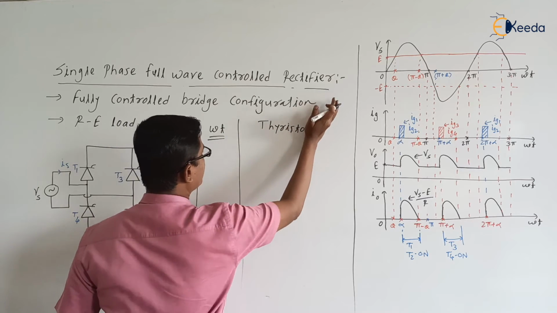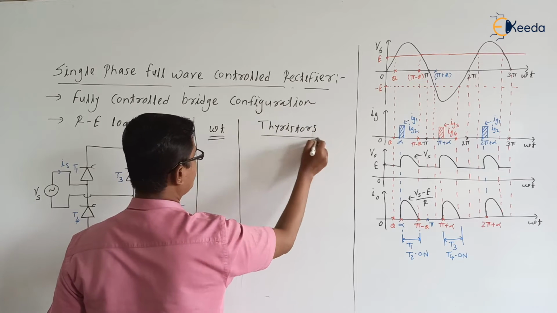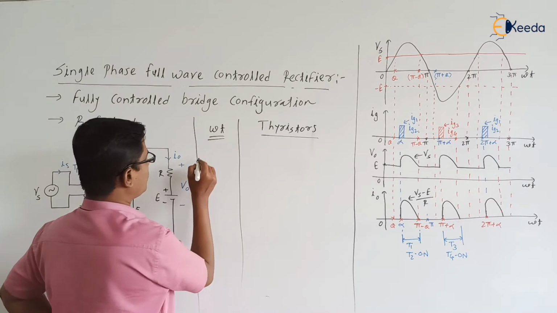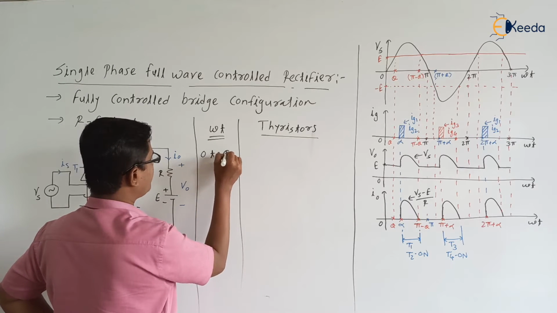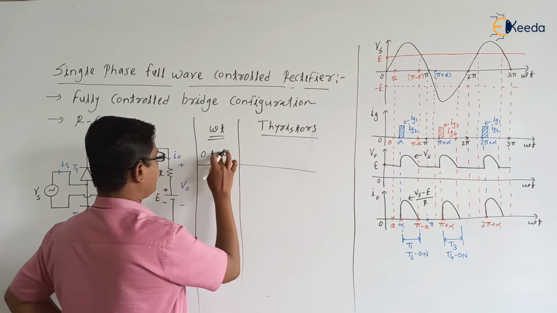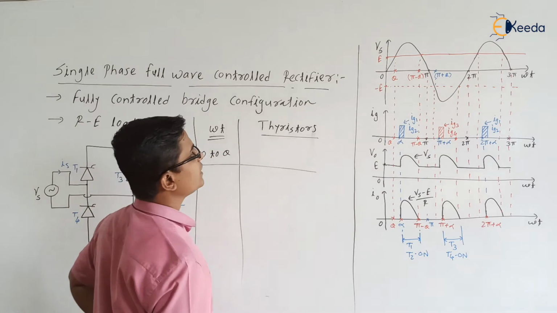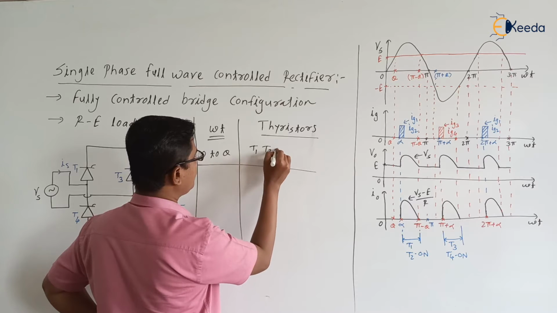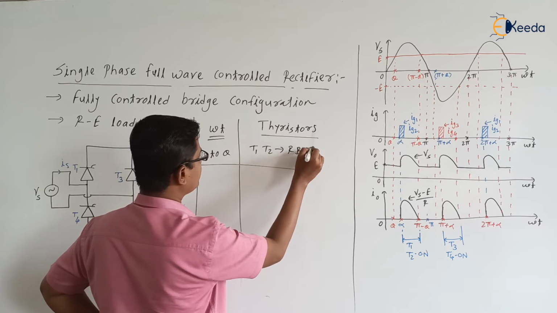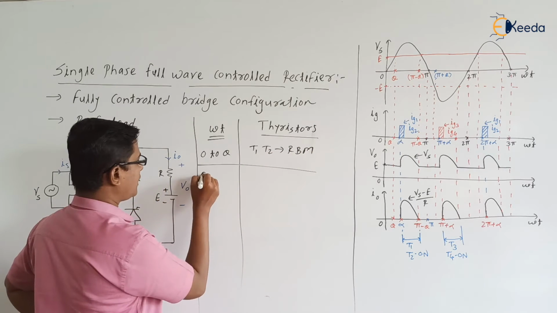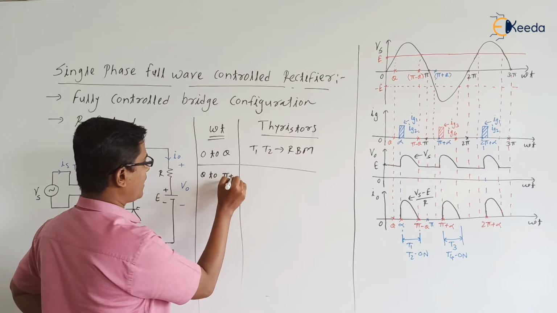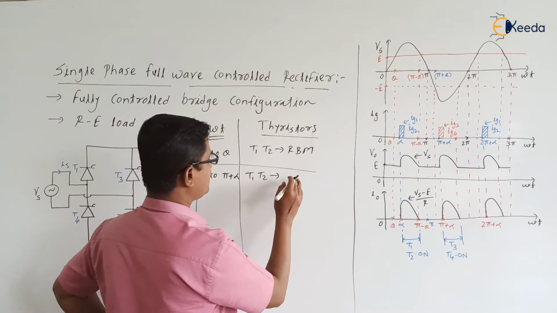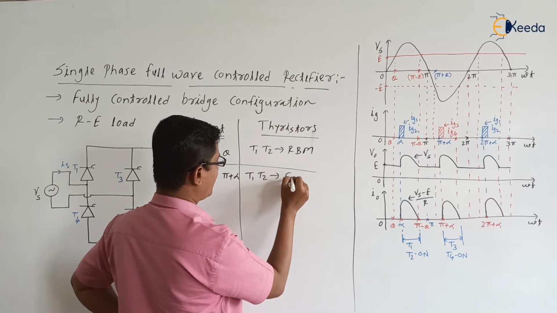So if you check, from omega t equal to 0 to theta, Vs is less than E. So thyristors T1 T2 will be in the reverse blocking mode. From theta to pi plus alpha, T1 T2 will be in the forward blocking mode.